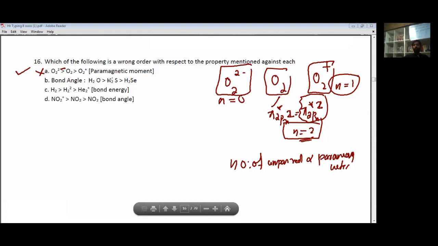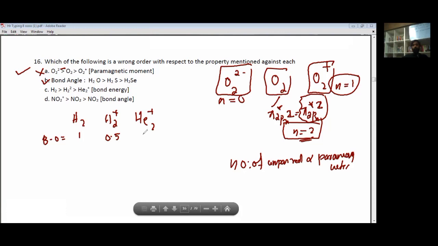What about the next? Bond angle. If the size electronegativity of the central atom decreases, bond angle decreases. So the concept is okay. What about the bond energy? H2, what is the next choice? H2 plus, fine. H2 plus and He2 plus, right? Yes, He2 plus. So let's consider the bond order. The bond order is 1 here, bond order is 0.5 here.